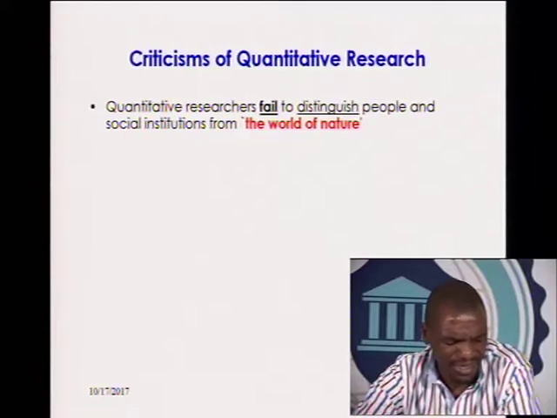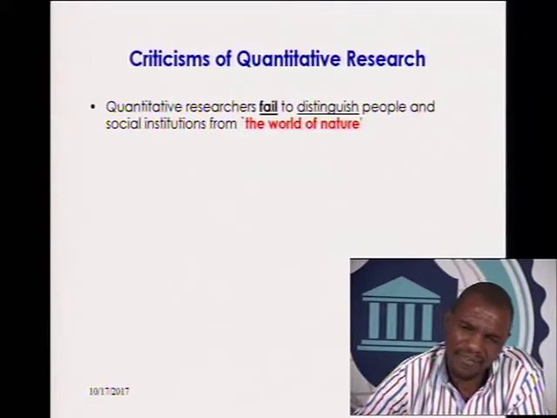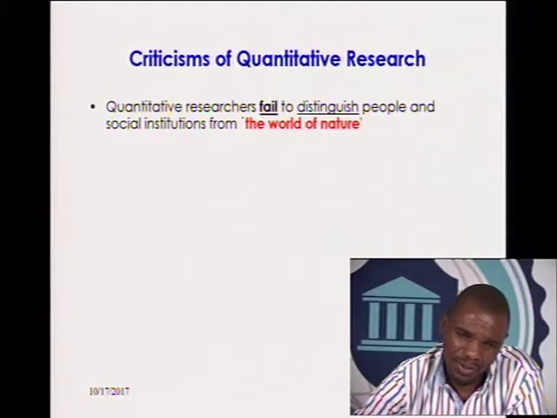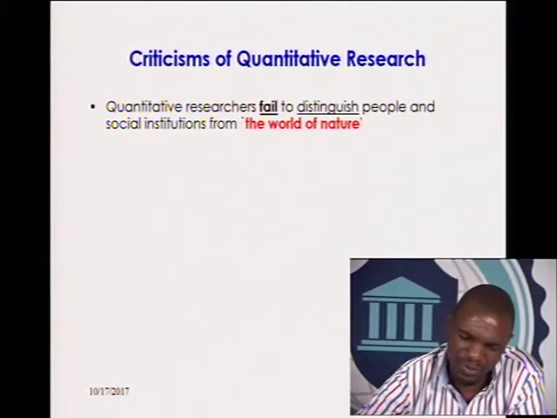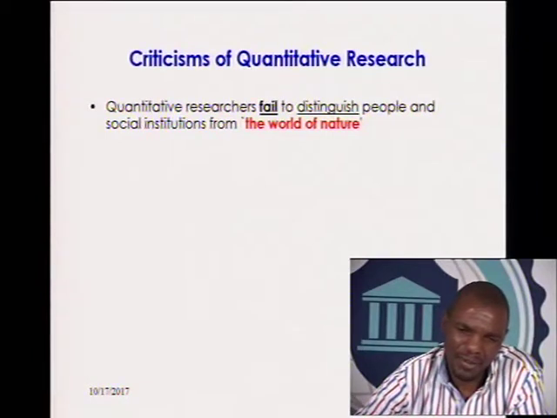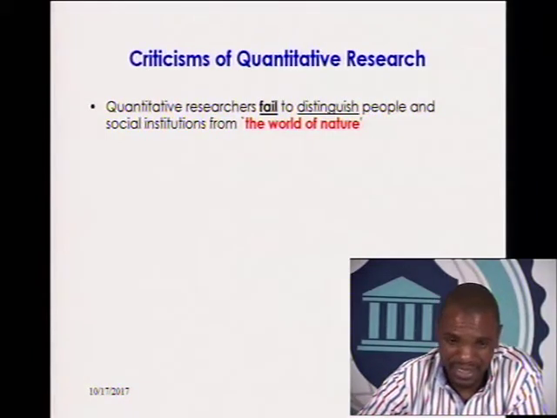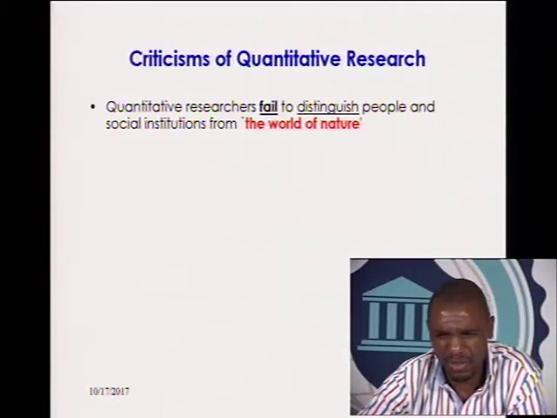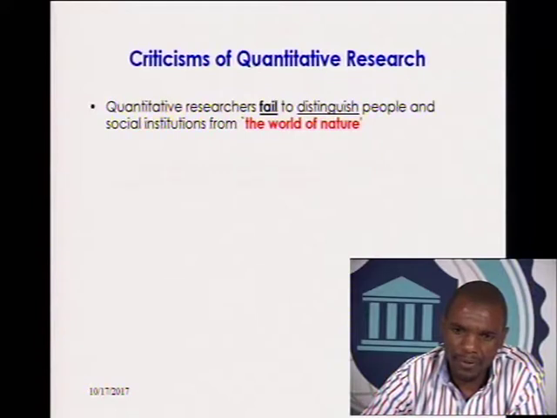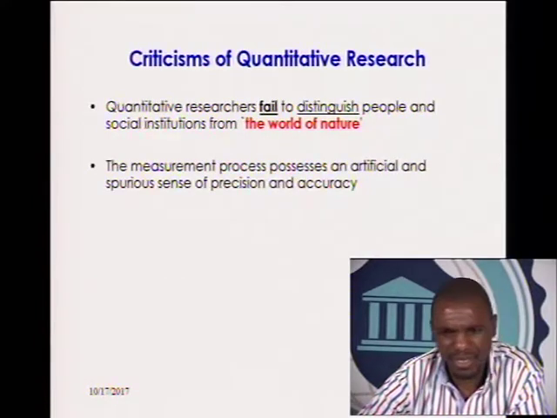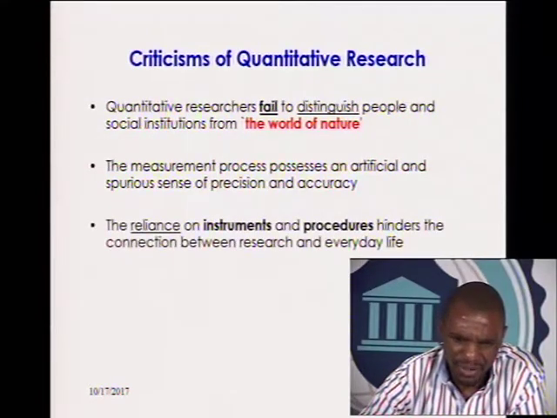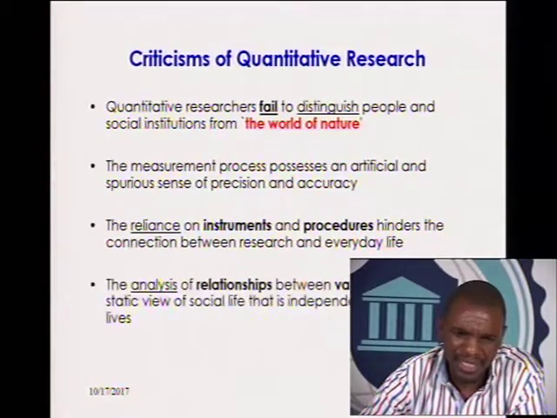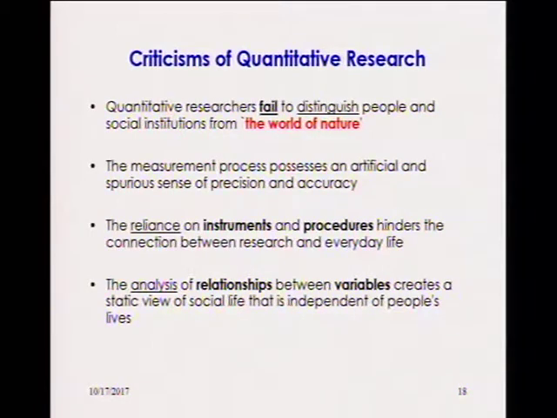So basically, when we talk about research design, our main focus is quantitative and qualitative. Those are the main ones. There are good things about quantitative, and there are also good things about qualitative. There are also shortcomings of each of these research designs. Quantitative researchers fail to distinguish between people and social institutions, and the world of nature. The measurement of process possesses an artificial and spurious sense of precision and accuracy. The reliance on instruments and procedures hinders the connection between research and everyday life. And the analysis of relationships between variables creates a static view of social life that is independent of people's lives.